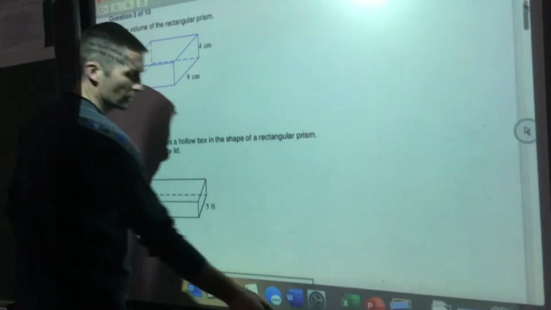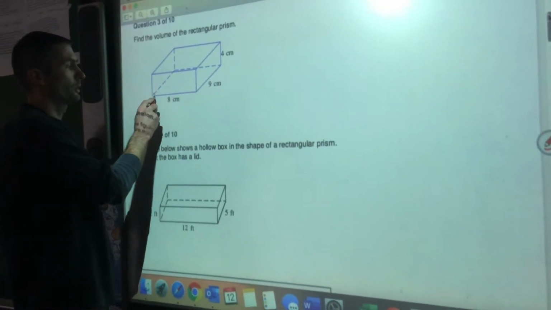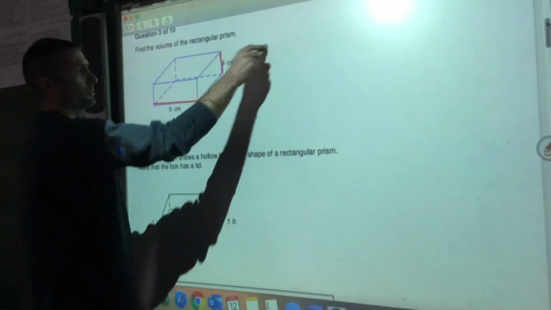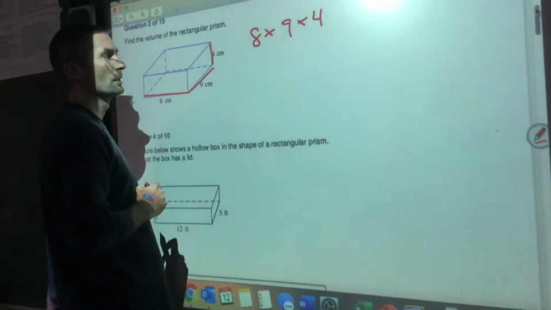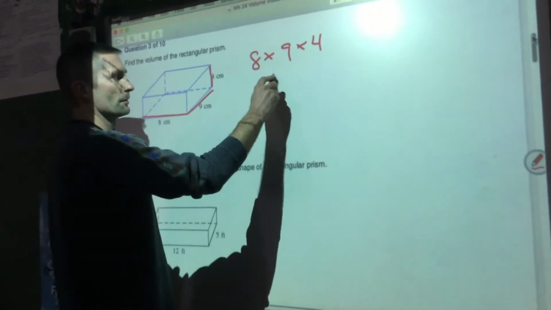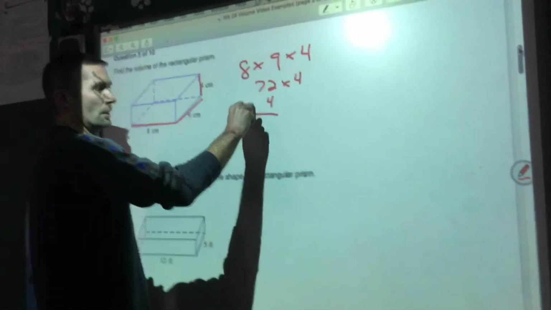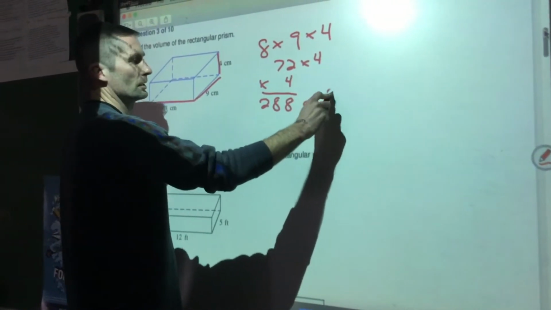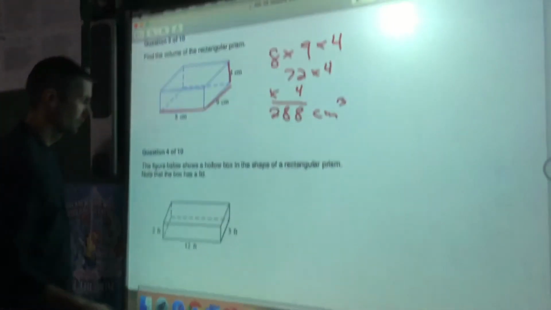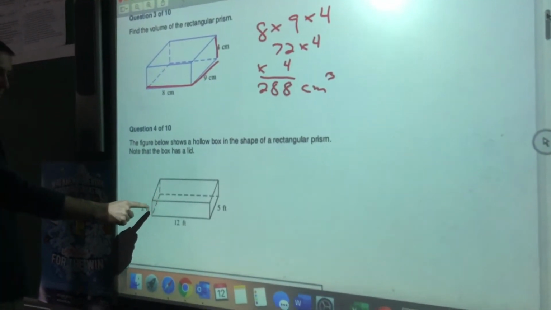Now we have another rectangular prism. This formula only works for rectangular prisms. A cube is one. So 8 times 9 times 4. I can multiply them in any order I want. I'm going to go ahead and do 8 times 9 first, 72. And then 72 times 4, 288 cubic centimeters.